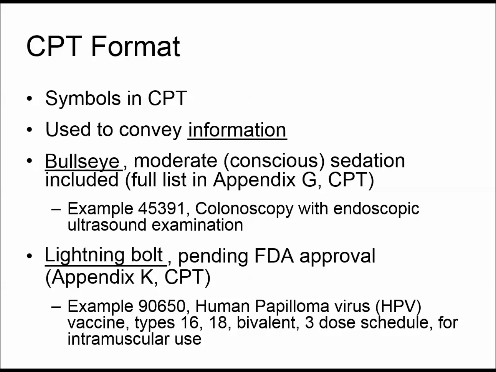There's also the lightning bolt, which shows that a code is pending, and it's usually for medications or vaccines pending FDA approval. Their example here would be 90650, human papillomavirus HPV vaccine, type 16 and 18 bivalent, 3-dose schedule for intramuscular use. This hasn't been approved by the FDA at this point, and therefore it would have a lightning bolt next to it. You can see all of these in Appendix K, and we're going to cover the appendix pretty soon.